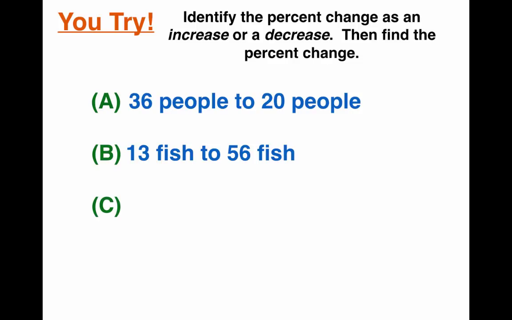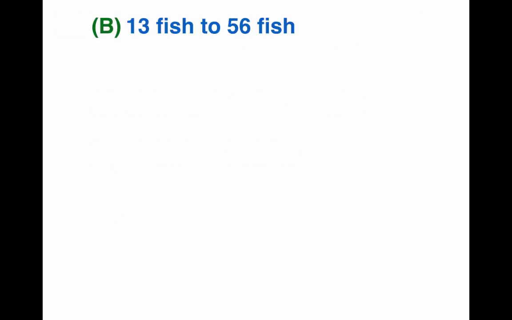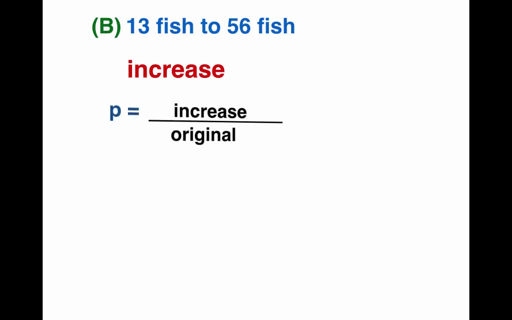Okay, try this one. 13 fish in a fish tank go to 56 fish. Hit the pause button and solve. All right, is this an increase or a decrease problem? This is increase. We went from 13 to 56, a huge increase actually. So our percent formula is going to be increase over original. Now the original was 13, but how much did this increase? 13 to 56, that's 43 new fish.